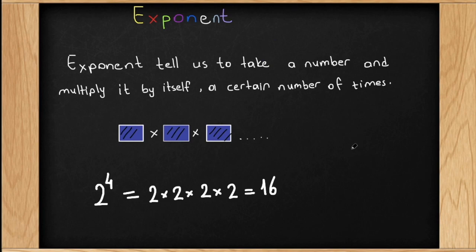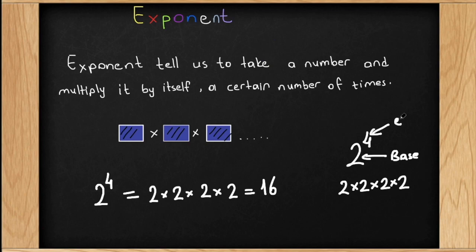Exponents involve two numbers. The first number is the one that gets multiplied repeatedly a certain number of times, 2 times 2 times 2 times 2, and it's written full size and it's called the base. The second number tells us how many copies of the base to multiply together. It is written much smaller and up at the top of the base like this, and it's called the exponent. 2 to the 4th power.